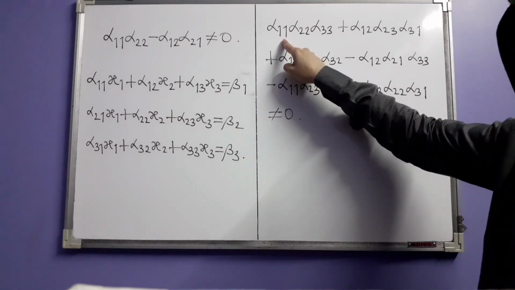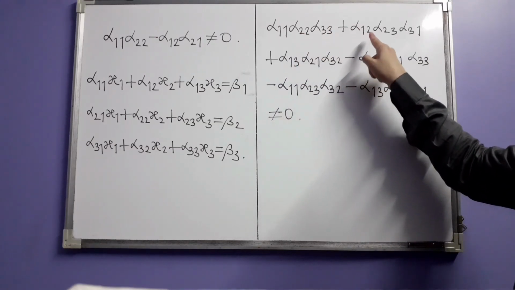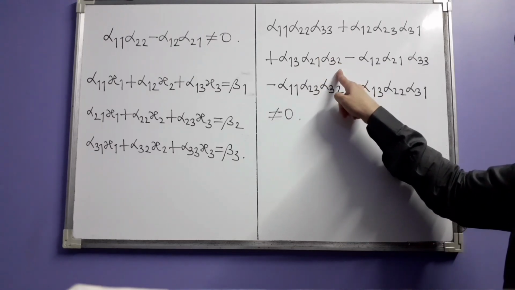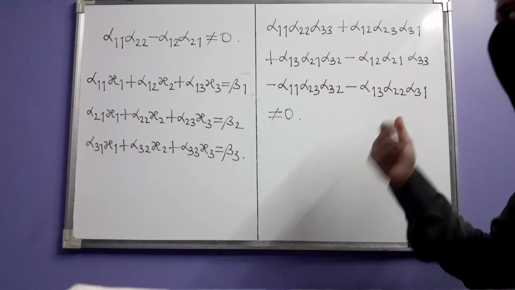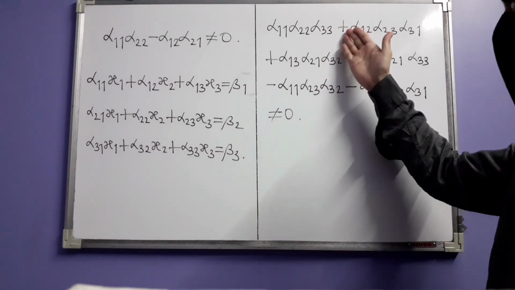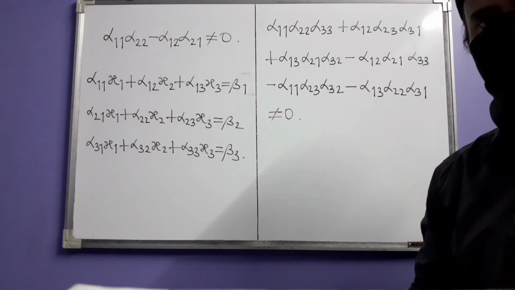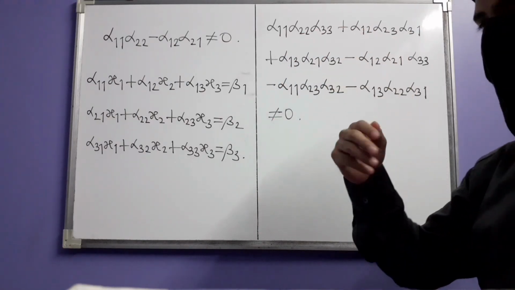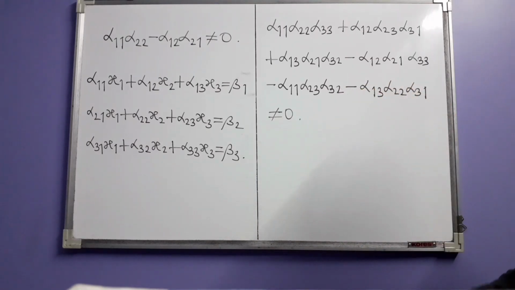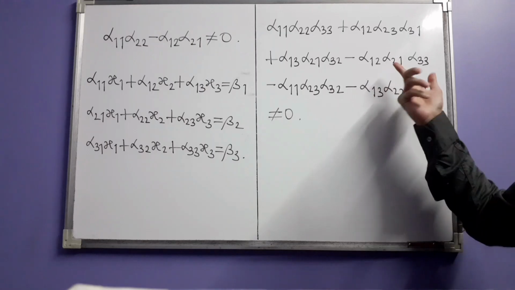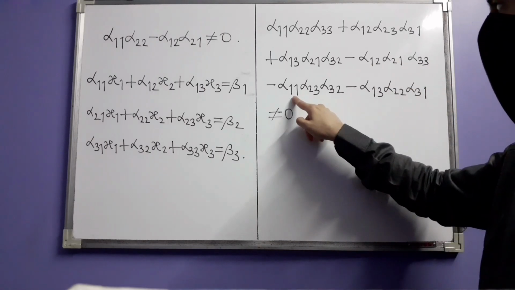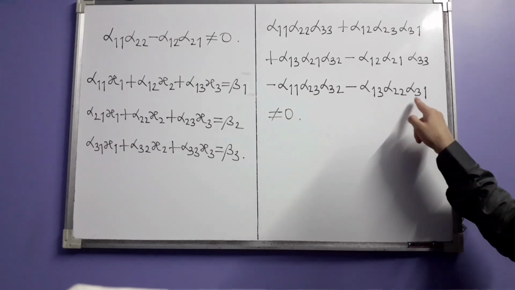You have alpha 1,1, alpha 2,2, alpha 3,3 plus alpha 1,2, alpha 2,3, alpha 3,1 plus alpha 1,3, alpha 2,1, alpha 3,2. But then after that you have minuses. We cannot quite figure out so easily how these signs are being determined. That is, these 3 terms are coming with a plus sign, but the other 3 terms are coming with a minus sign. And here the coefficients come in this pattern: alpha 1,2, alpha 2,1, alpha 3,3; alpha 1,1, alpha 2,3, alpha 3,2; alpha 1,3, alpha 2,2, alpha 3,1.